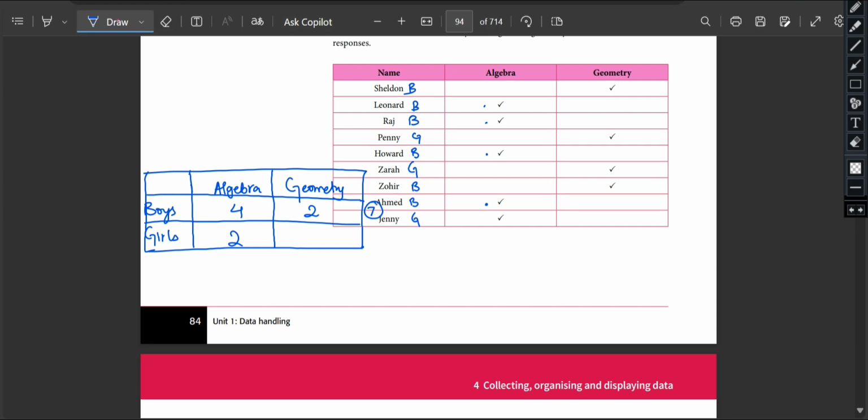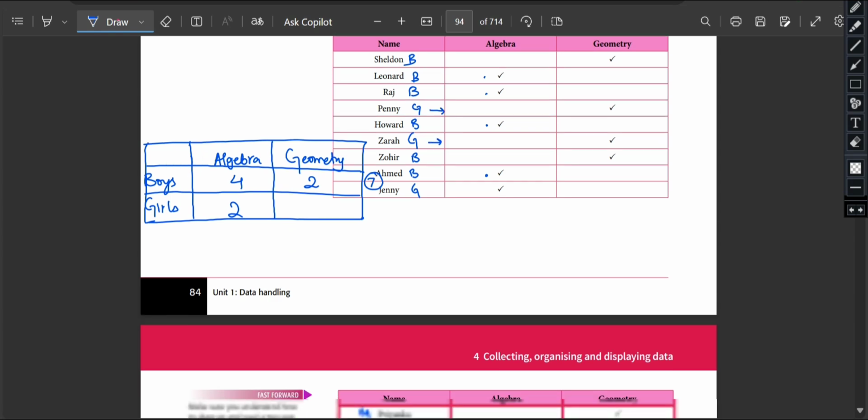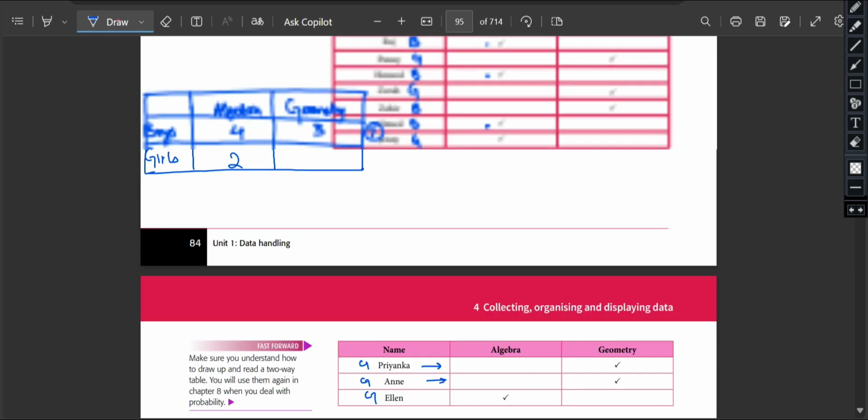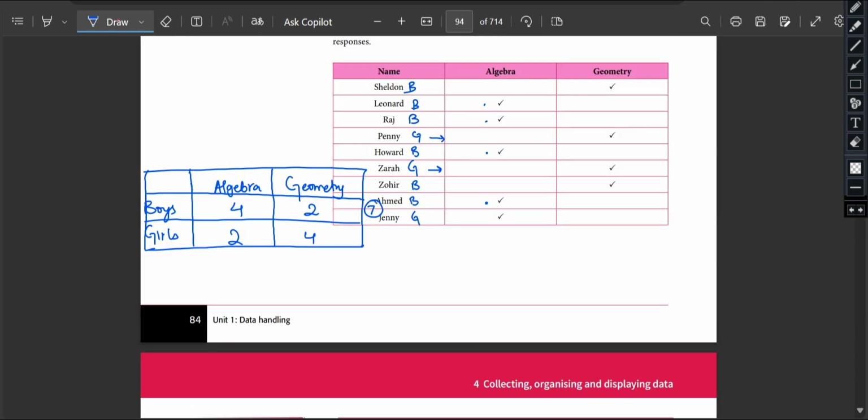Let's look for girls. Okay, 1 girl takes geometry, second girl takes geometry, 3 and 4. 4 girls take geometry. So that is how your two-way table will look.